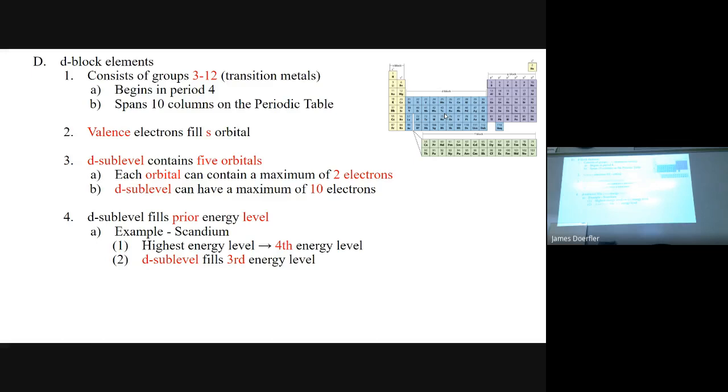The D sublevel fills in the prior energy level. So again, if we look at scandium, its highest energy level is the 4th energy level. However, the D sublevel is going to fill the 3rd energy level. That's where we get that N-1 that we discussed last chapter. And scandium is the first element in the D block in the 4th row. So that 1 electron that's going to fill it after it's filled is going to be in the 3rd energy level.